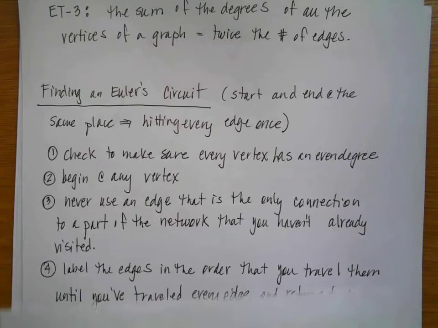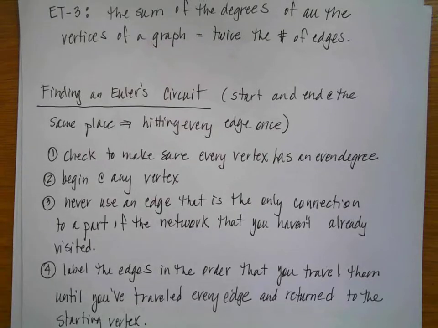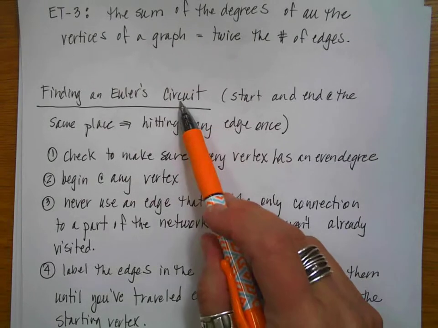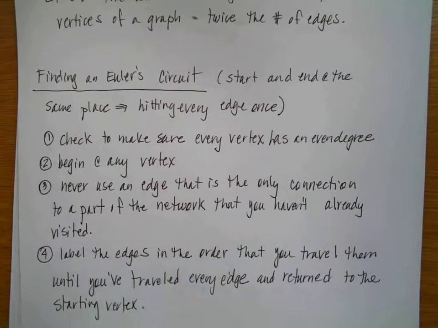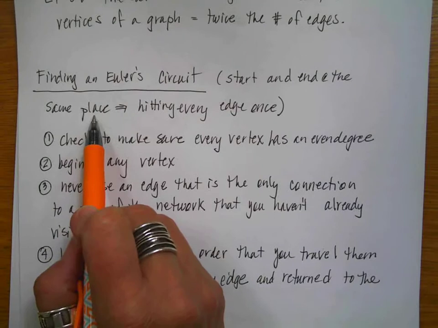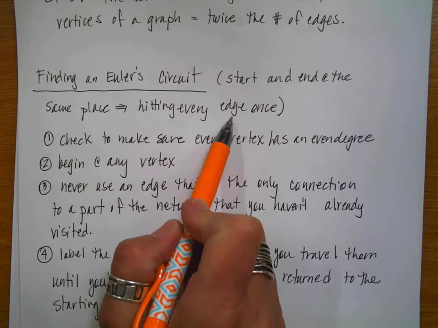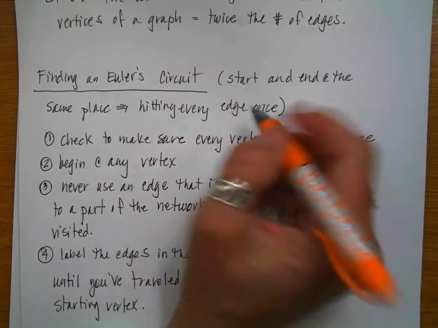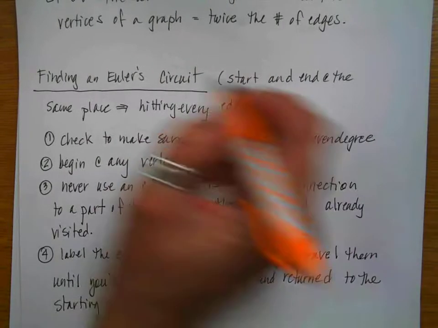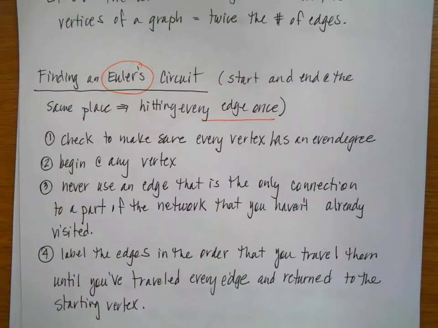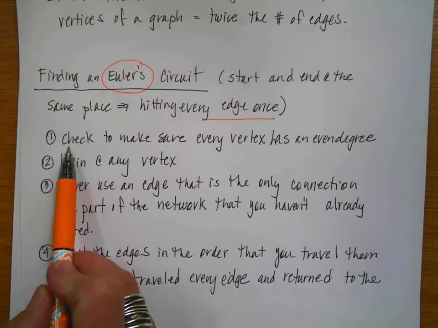Okay, so now let's talk about how to find an Euler circuit. I'm just going to go ahead and put these four up there. Number one, if I want to find an Euler circuit, I'm going to start and end at the same place, which is what defines every circuit. And for an Euler circuit, I can only hit each edge once. This is the thing that makes Euler circuits or paths a little bit different from others.